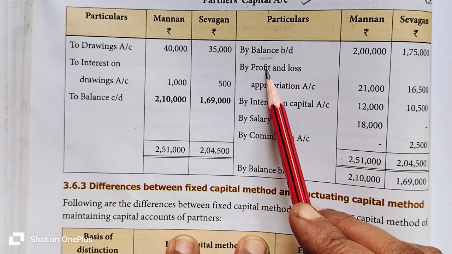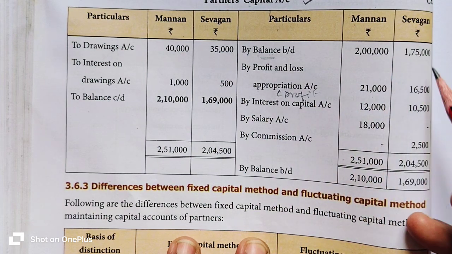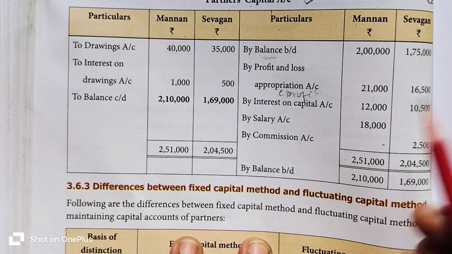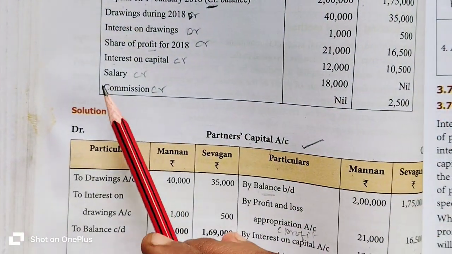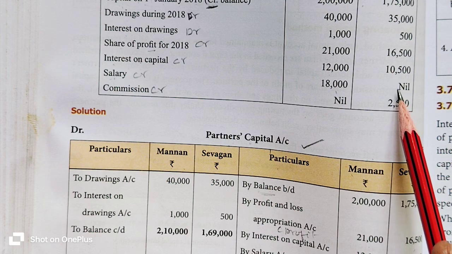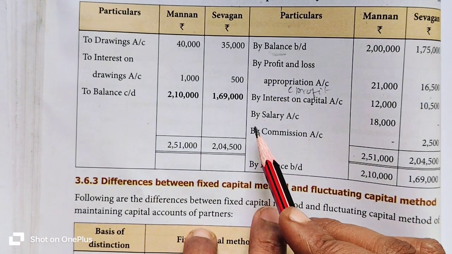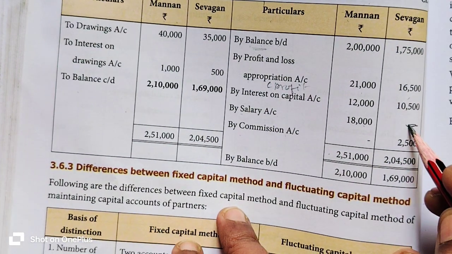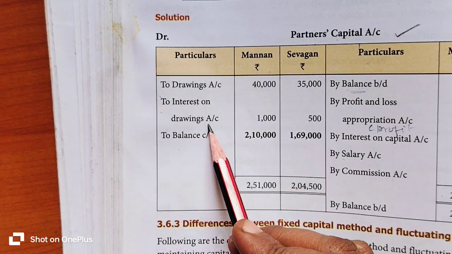And by profit and loss appropriation, which means share of profit, Mannan 21,000, Sevagan 16,500. Interest on capital, partners salary, partners commissions we entered. Then they have given nil balance. Let's take partners salary. Mannan's salary is 18,000, but Sevagan is nil on salary. So by salary account, Mannan 18,000, Sevagan nil. Okay, then you go to debit side, to drawings account and interest on drawings account, and enter them.